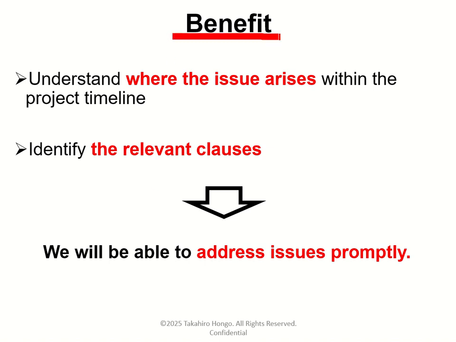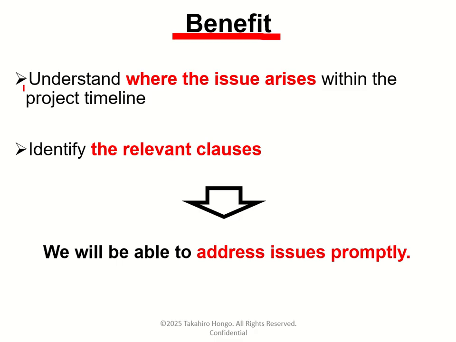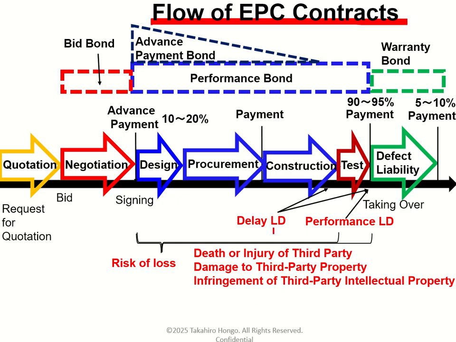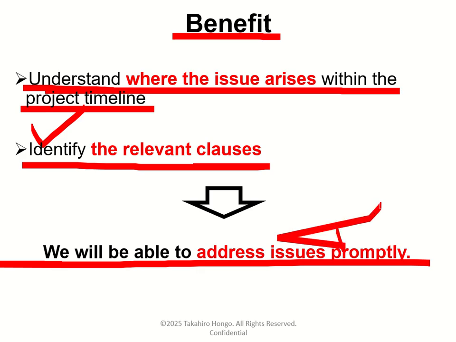For example, if some event happens during this period, you can understand where the issue or accident arises within the project timeline. And you can identify relevant clauses in an EPC contract. As you know, there are many clauses in an EPC contract. But if you remember and understand this flow, you can identify the relevant clauses immediately. So, you will be able to address issues and accidents promptly.